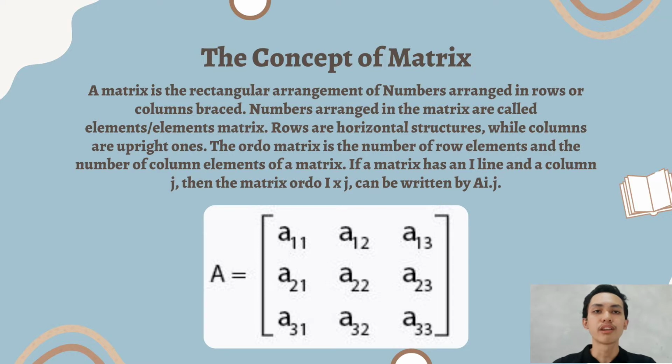If a matrix has i rows and j columns, then the matrix order is i x j, and an element can be written as a_ij.